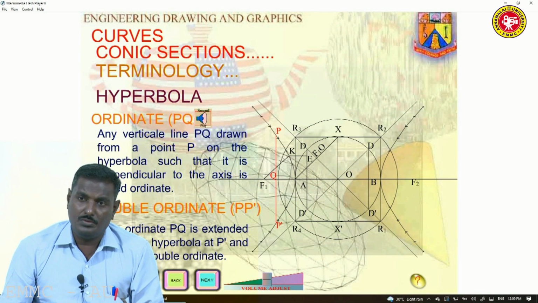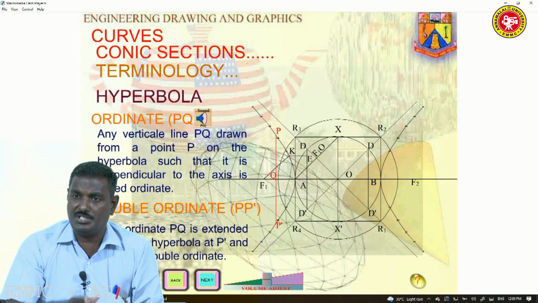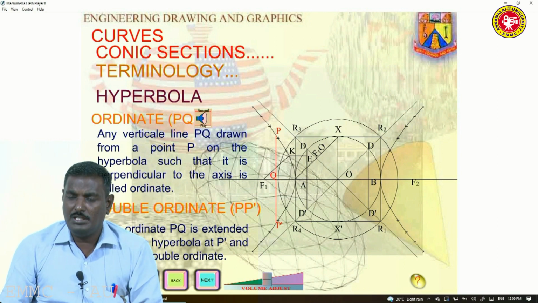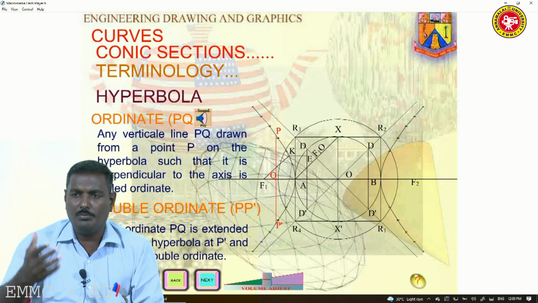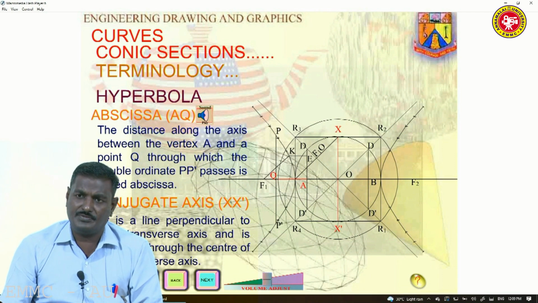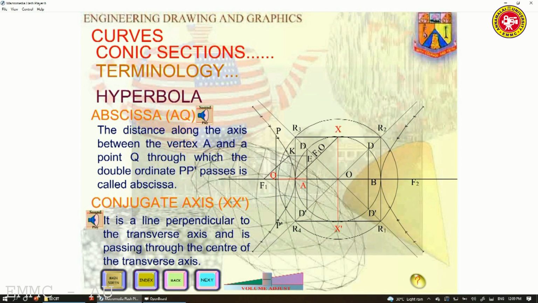Ordinate is similar to what I said in previous sessions on the parabola. The ordinate is one half of the vertical, that is the y axis distance, and the double ordinate is on both sides of the curve. The abscissa is the distance from the vertex up to the open end.